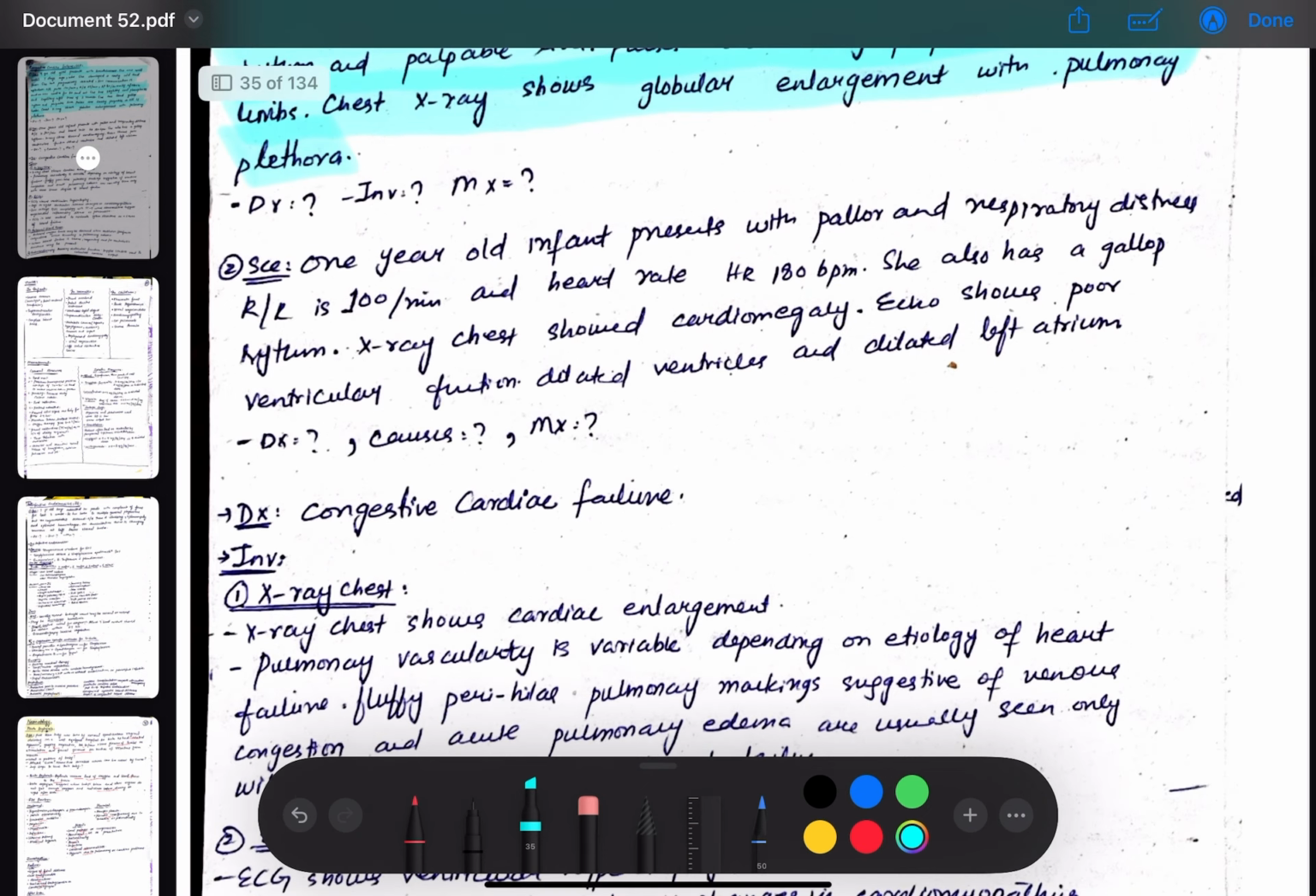Another scenario is a 1-year-old infant who presents with pallor and respiratory distress. Respiratory rate is 100 and heart rate is 180 beats per minute. She also has a gallop rhythm. X-ray shows cardiomegaly. Echo shows poor ventricular function, dilated ventricles, and a dilated left atrium.